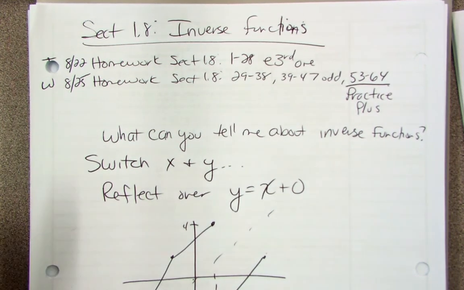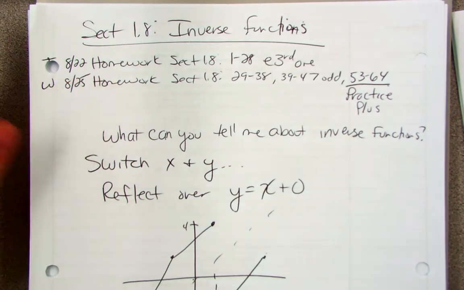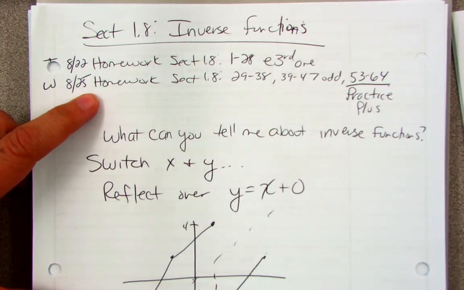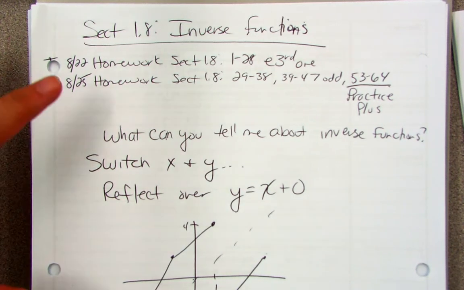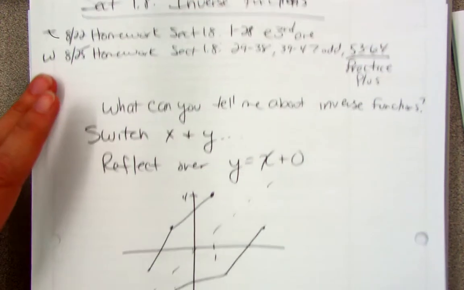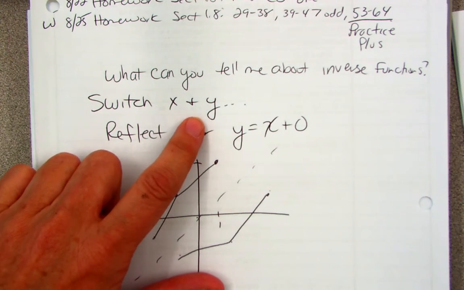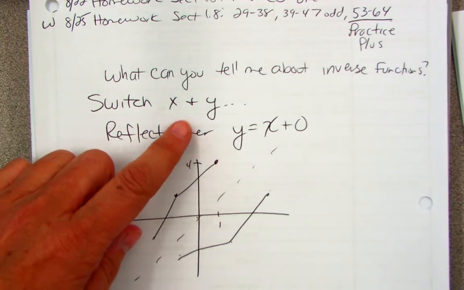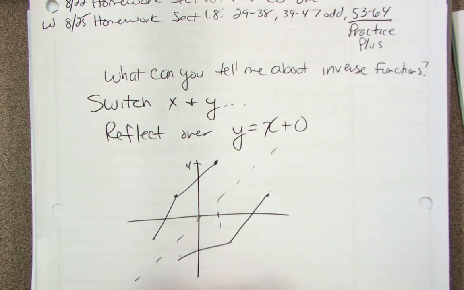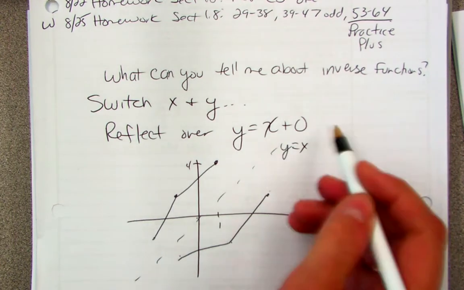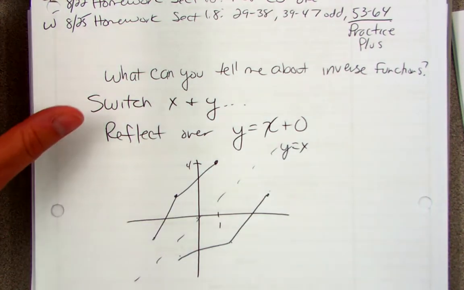So on 1.8, what you just turned in was the top one, and you took a do now on it. Now it's the second half. So again, inverses. The first thing I think about is switching x's and y's. Maybe another way of thinking about it is my line of reflection is y equals x. We talked about that.